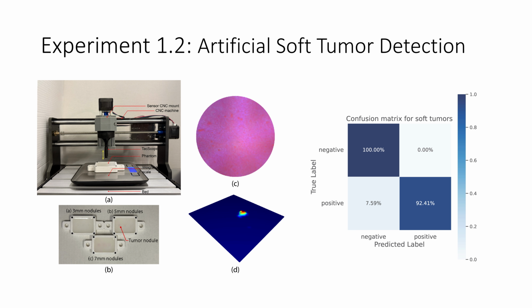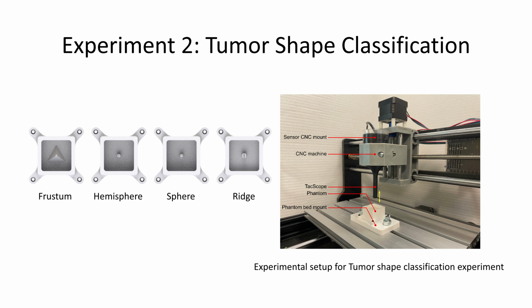demonstrating its sensitivity to subtle mechanical changes in tissue. In our second experiment, we evaluated TacScope's ability to classify tumor shapes, including frustum, hemisphere, sphere, and ridge structure. Each phantom had an additional silicone layer of varying thicknesses, 0 mm, 2 mm, 4 mm, and 6 mm on top of the embedded shape. The sensor was pressed until a clear tactile imprint was captured. The setup and tumor structures used in this experiment are shown here.